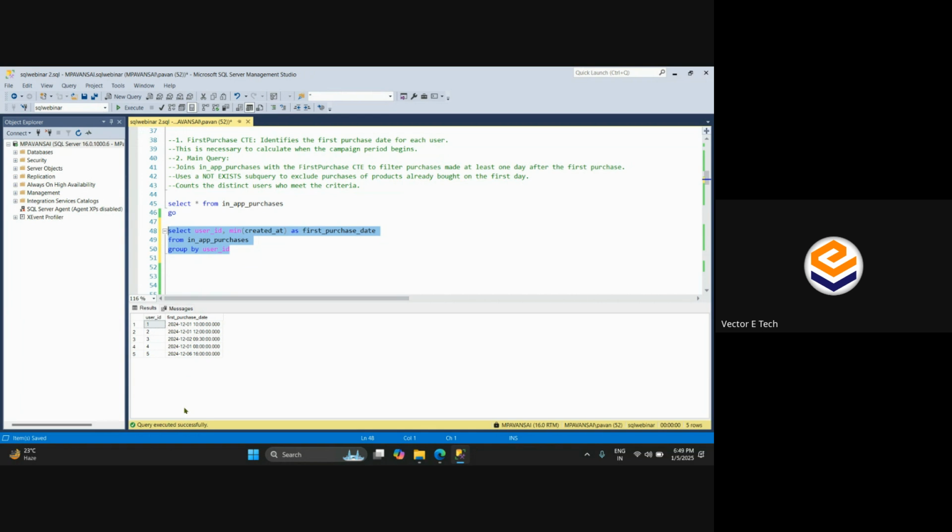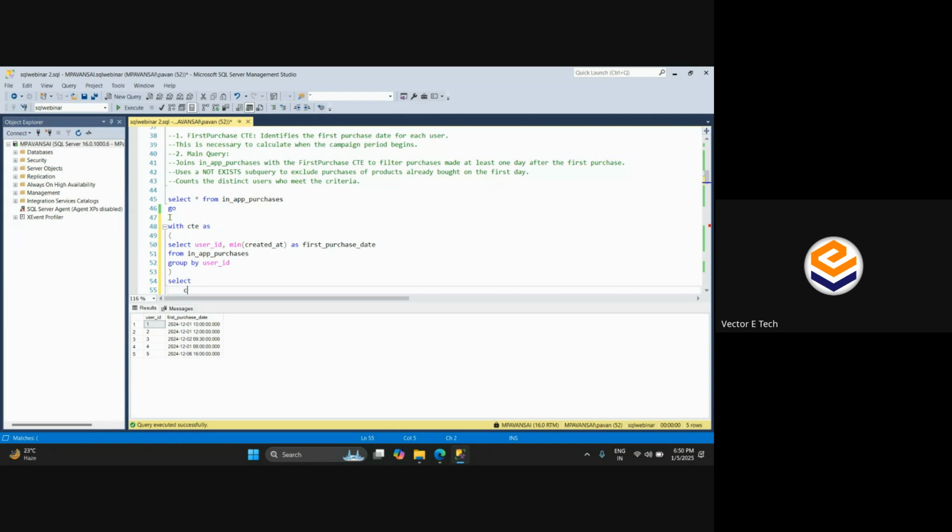Okay. Next, what I can do to make it useful, I'll convert this into a CTE, right? I'll call it with CTE, right? This is how we can create a CTE. I can make it a CTE, and let me write select.